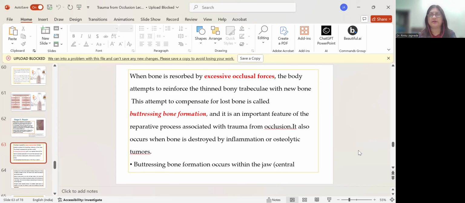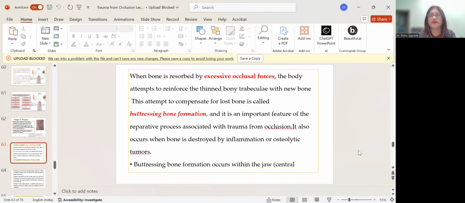So, what happens when the bone is resorbed because of trauma from occlusion or excessive occlusal forces? The body now tries to repair it. In that process, it attempts to reinforce the thin bone trabeculae with new bone. And this process is known as buttressing bone formation. It is an important feature of the repair process associated with trauma from occlusion. It also occurs when the bone is destroyed by inflammation or osteolytic tumor.